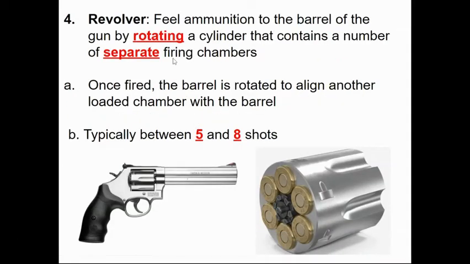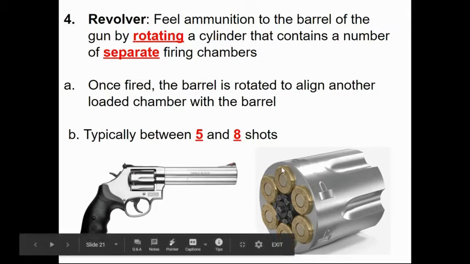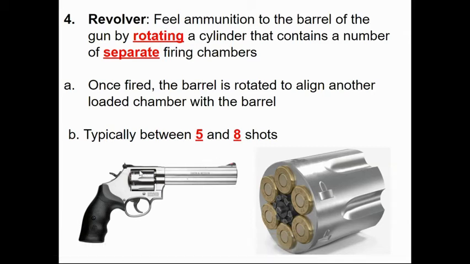The revolver has the ammunition in a cylinder. So we can see here that this one is holding 6 shots. There are different types. Typically, it's between 5 and 8, but in this one, we see 6. So what's going to happen is one of these is a chamber. This has 6 different chambers here. The chamber is going to be in alignment with the barrel.